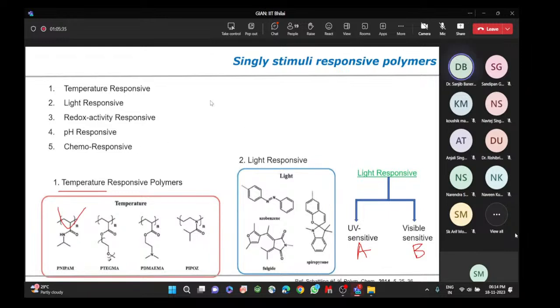Okay, so I have seen the options, and most of you have chosen B. Oh, someone has chosen A also. Okay, let me ask from the bottom. Sandipan, if you can unmute yourself. Yes, sir. So why is it B? What is your explanation? Sir, in visible sensitive, we can show the color of the molecules.